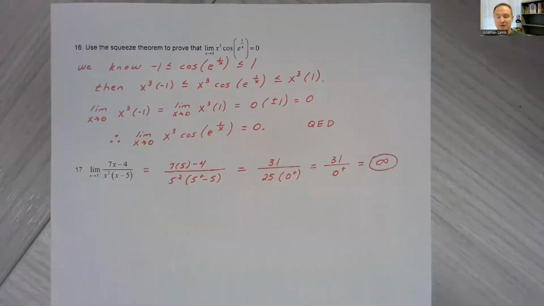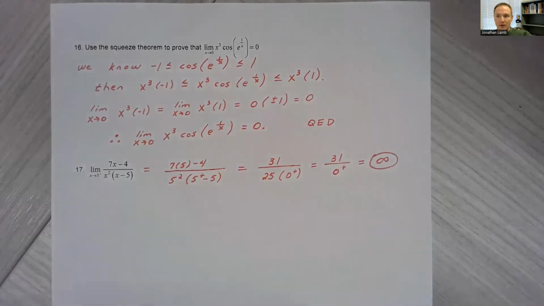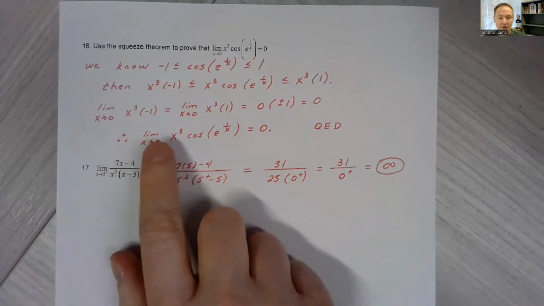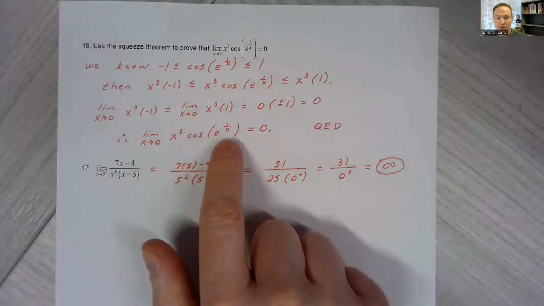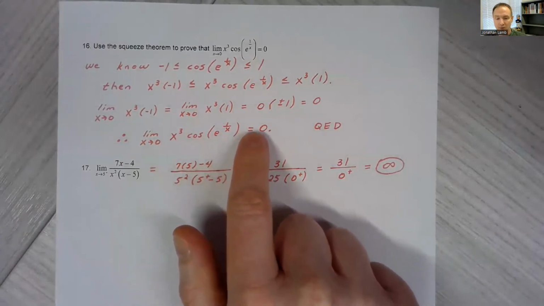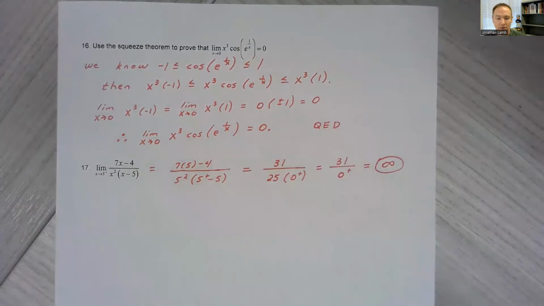That is the logic of the squeeze theorem. Now we say, well, the large function and small function both go to 0, so that is conclusive evidence that our function in the middle must also go to 0. So we say, therefore, the limit as x approaches 0 of x cubed times the cosine of e to the 1 over x equals 0. Quod erat demonstrandum.